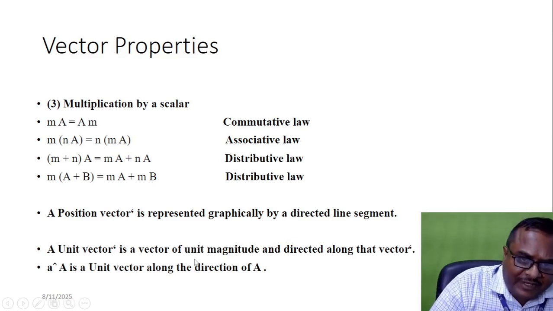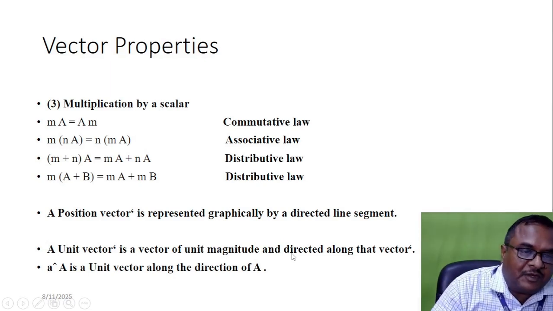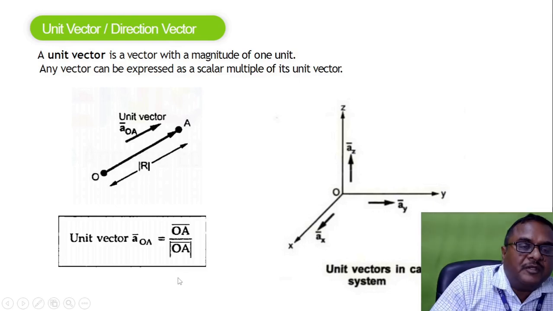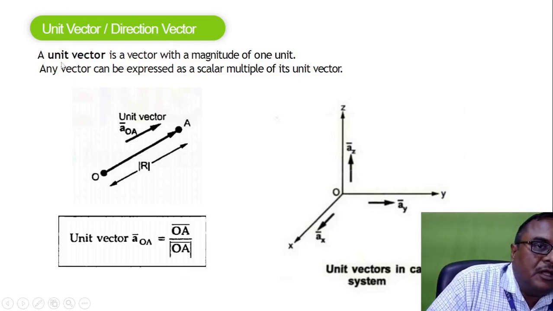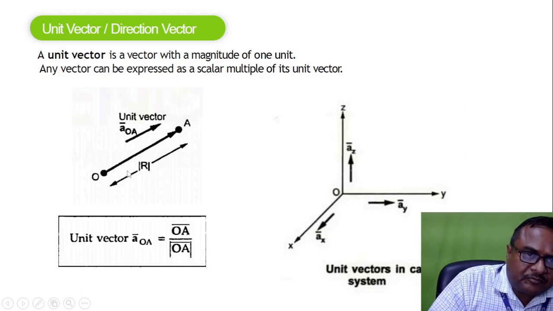A position vector is represented graphically by a directed line segment. A unit vector is a vector of unit magnitude, equal to 1, directed along that vector. So a cap is a unit vector along the direction of A. In general, a unit vector is a vector with a magnitude of 1 unit, and any vector can be represented as a scalar multiple of its unit vector.